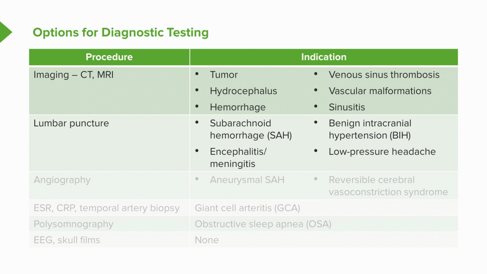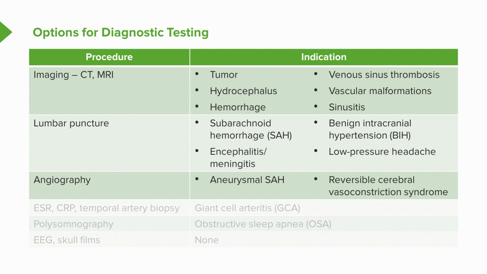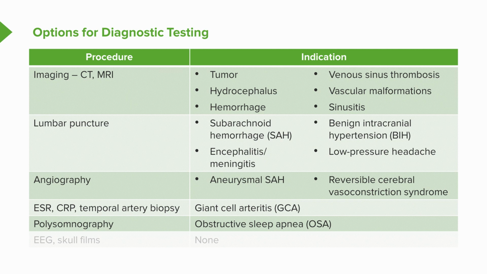And then low-pressure headache or intracranial hypotension is diagnosed with low pressure as evaluated by the opening pressure on a spinal tap or lumbar puncture. Angiography can evaluate some of the vascular causes, aneurysmal subarachnoid hemorrhage, and reversible cerebral vasoconstriction syndrome that can present with a thunderclap headache. ESR-CRP or blood tests, temporal artery biopsy, can be used to evaluate for giant cell arteritis. Polysomnography is a test we'll do for some patients that have paroxysmal headaches that could be from obstructive sleep apnea. And then rarely we'll do EEG or skull films, but those are primarily not used in the evaluation of headache and just in very rare selected cases.